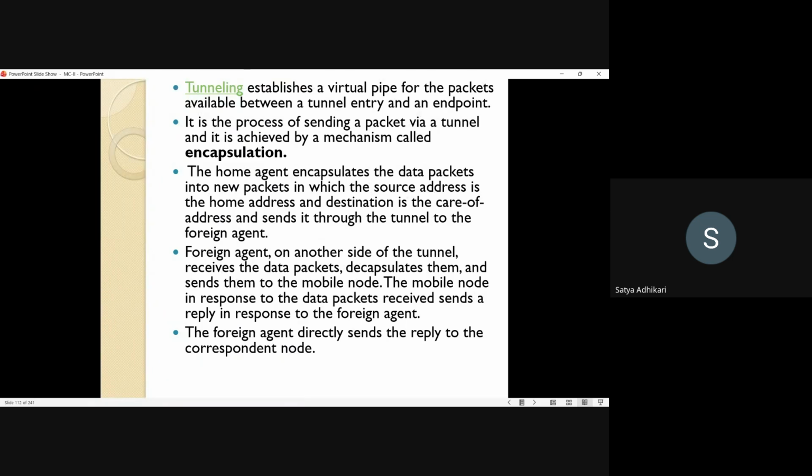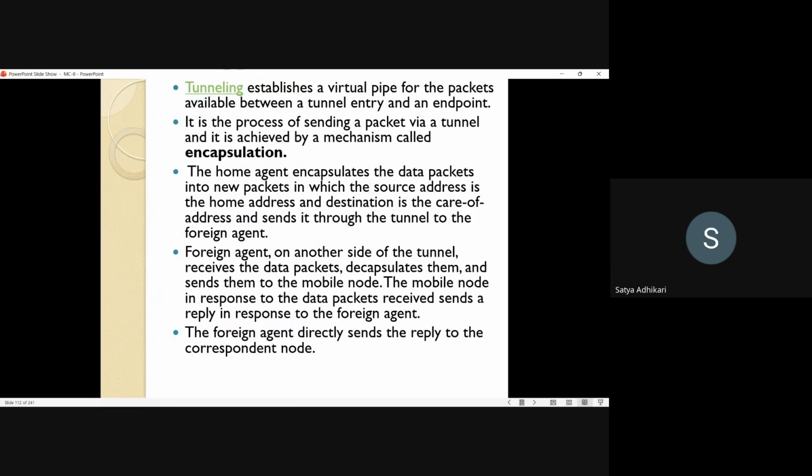Let us discuss the process of tunneling. Tunneling establishes a virtual pipe for the packets between the tunnel entry and tunnel endpoint. As I told, there is no interface between any other points of the tunnel, so that is why I call it the virtual pipe. Only at one end the packet will be delivered, and at the other end the packet will be received.